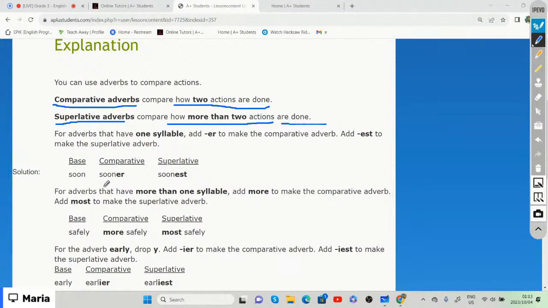All right. So now if we show the comparison between the two, which is a comparative adverb as well as a superlative adverb, remember, we first have the base word. I made an example earlier on about fast, right? Fast is our base word. So if we compare, for example, two actions, we have soon. So our word is soon.